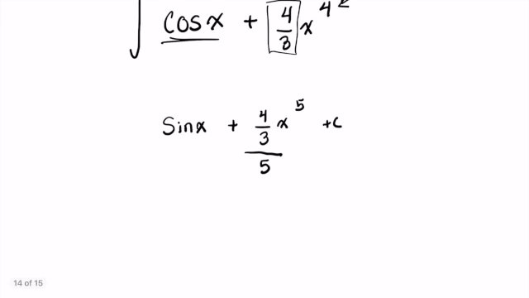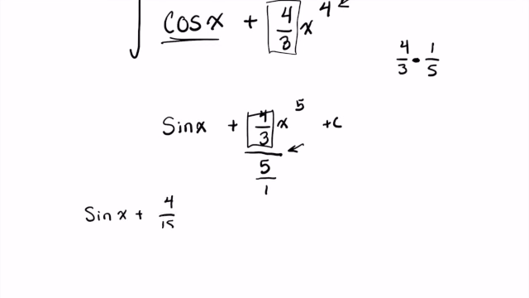When I simplify this problem, I have sine x plus, well, now we have two fractions, so I have 4/3 divided by 5. Well, that old school 8th grade trick: keep it, switch it, and then flip it, right? So now I have 4 over 15 x to the 5th power plus c. That would be my final answer.